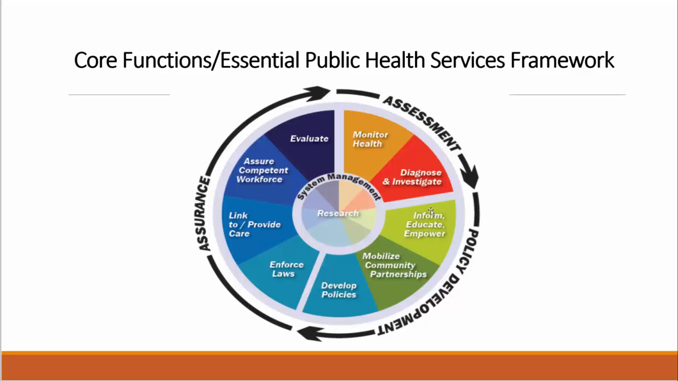Number 3 is to inform, educate, and empower individuals and communities about health issues. The 4th one is mobilize community partnerships. And this is important in order to identify and solve health problems. Then developing policies and plans that support individual and community health efforts. Enforcing laws and regulations that protect health and ensure safety. Here we have link to or provide care to needed personal health services and assure the provision of health care when otherwise unavailable.